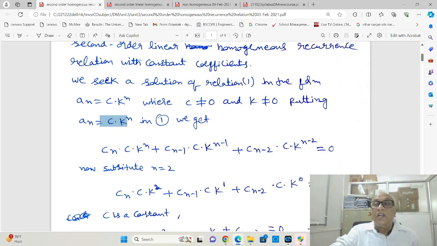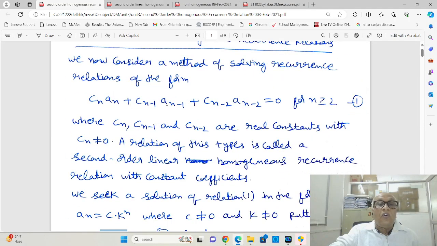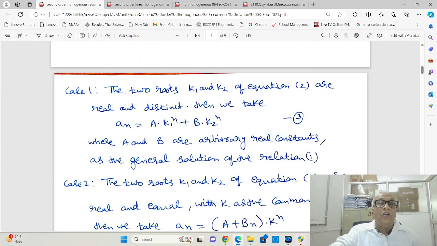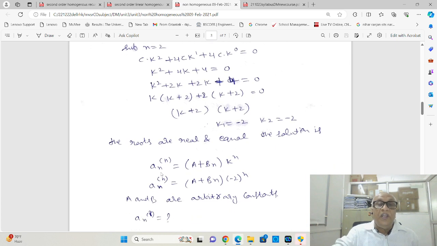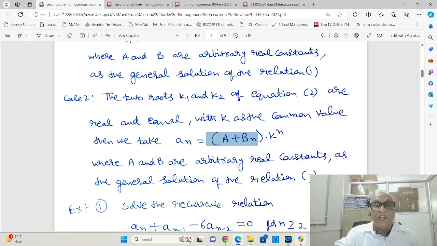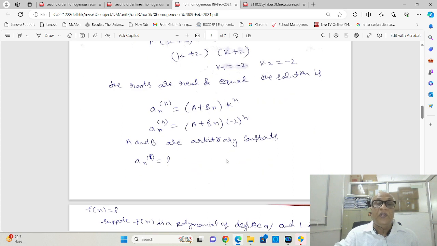When the roots are real and equal, we need to check how the solution is obtained. The two roots are real and equal. In such a case, the solution is An equal to a plus bn multiplied by k to the power of n. So we'll take An homogeneous equal to a plus bn k to the power of n. Let us verify it once again. This is a plus bn k to the power of n. So a plus bn, the value of k is minus 2, to the power of n. Here a and b are arbitrary constants.